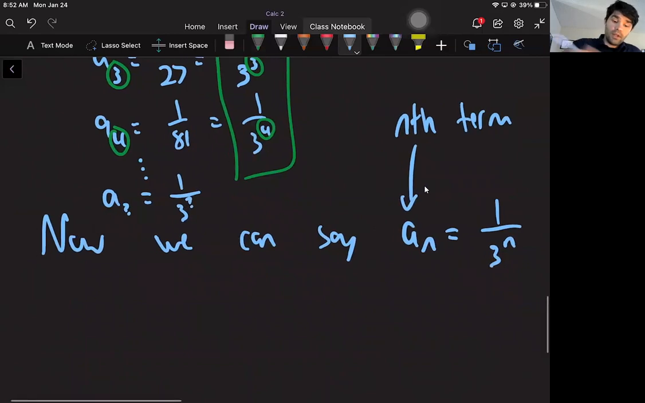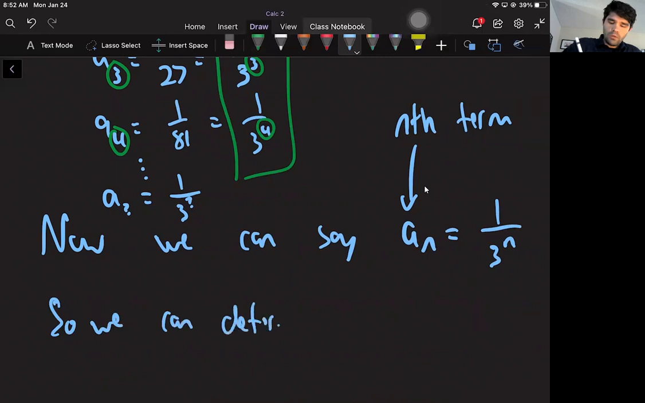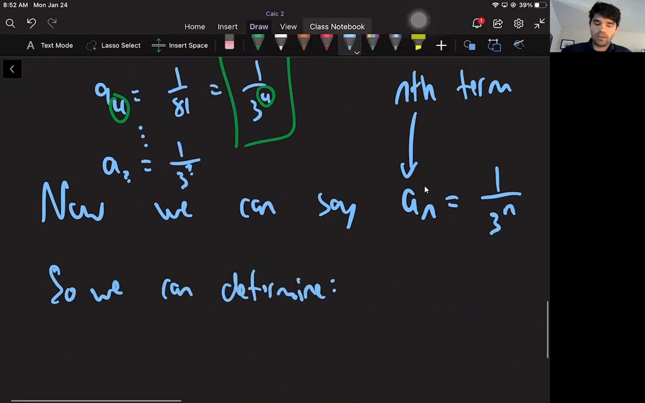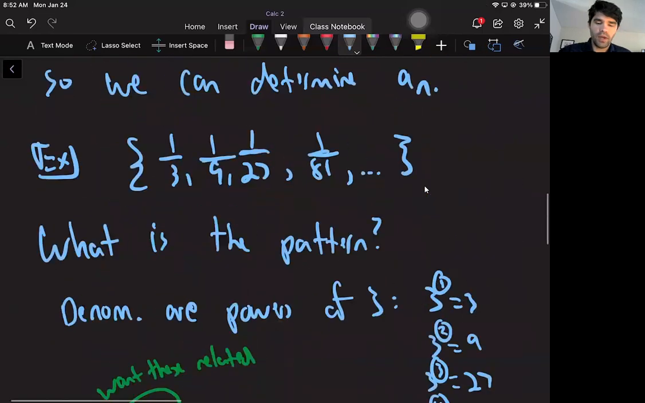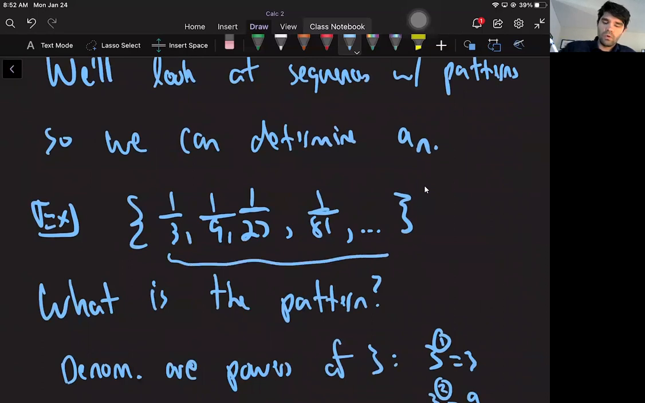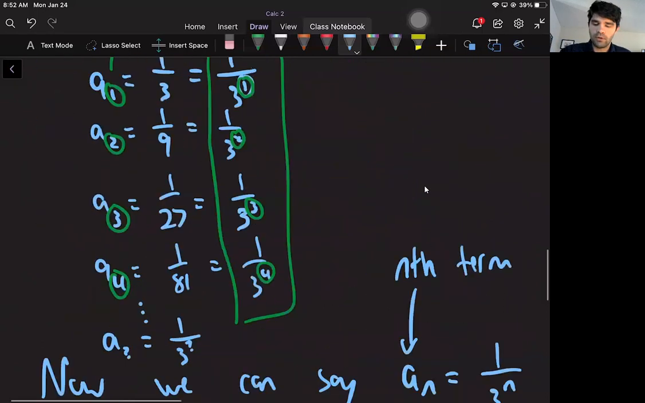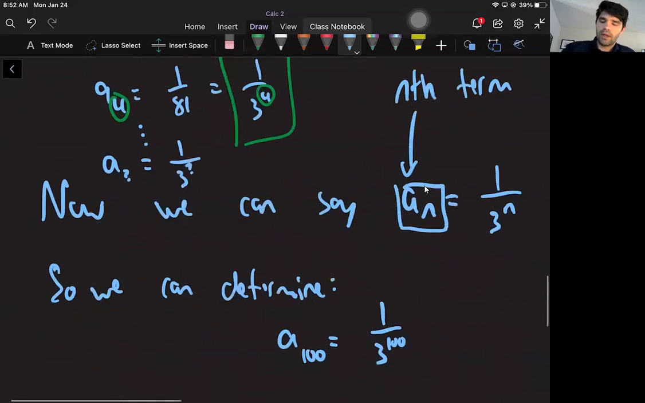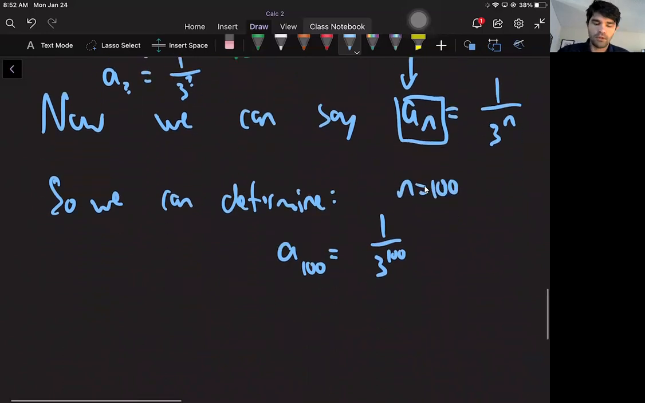Okay, so now we can figure out, if we wanted to, because we have established a pattern, we can determine, like, if I wanted A100, I don't need to go down this list and write all 100 terms. I could just skip to the 100th term because I have a formula for my nth term, and I can now replace n with 100 in my formula to jump to that term. Okay, so that's the idea.